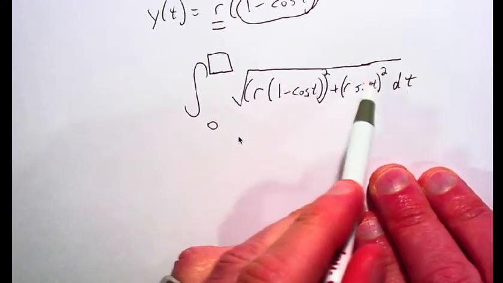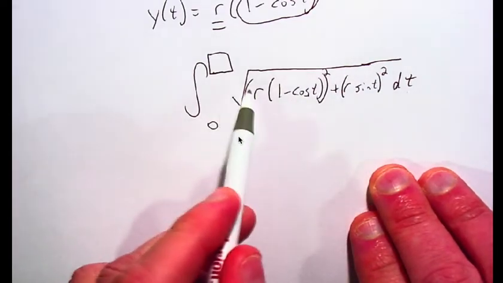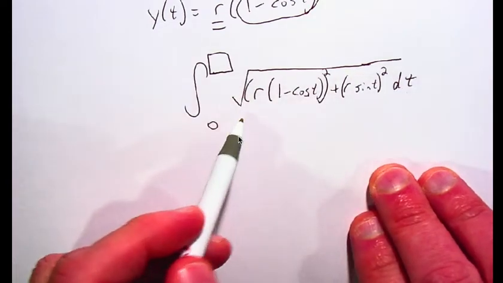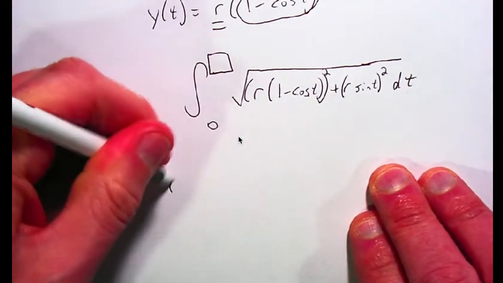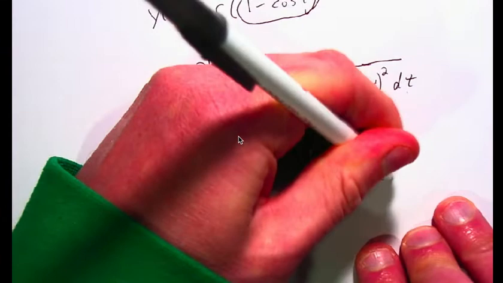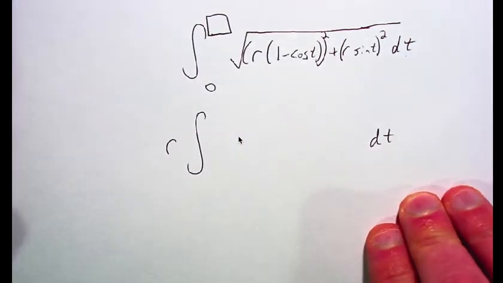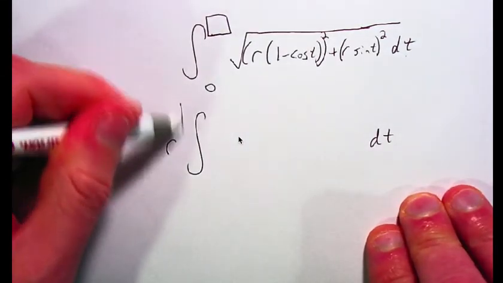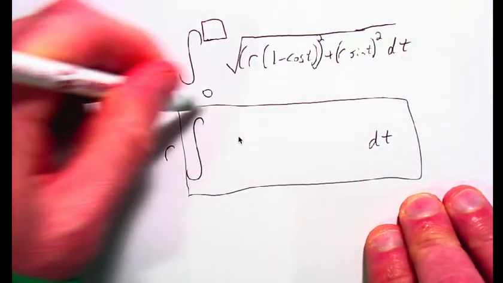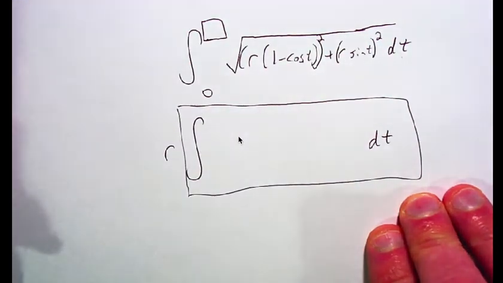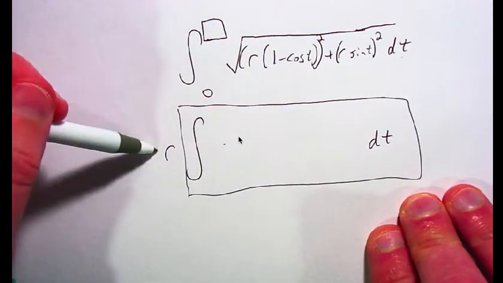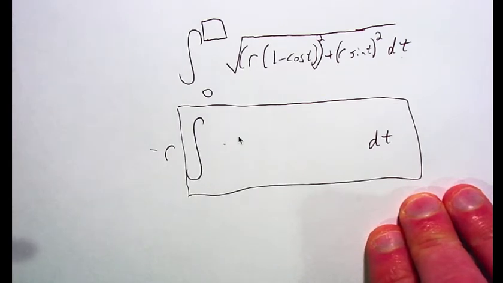Notice we've got r squared in both those things, and it's underneath the square root. So really we can factor an r out in front of that integral. And now I won't finish this, but you'll evaluate that integral on your calculator. You'll get a number. That number gets multiplied by r, and that's the arc length, the length of one cycle in terms of r.